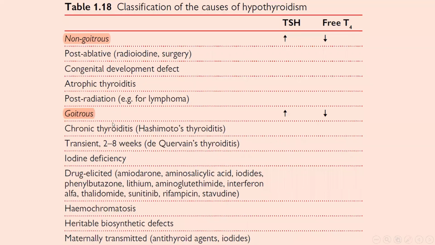Goitrous: the most common cause of goitrous hypothyroidism is Hashimoto thyroiditis, and also iodine deficiency will lead to goitrous hypothyroidism. Goitrous may also be transient hypothyroidism, as in most cases of thyroiditis, like De Quervain thyroiditis. Drug-induced hypothyroidism, like amiodarone, for example, will lead to elevation of the TSH. Drug-induced hyperthyroidism will lead to decreased TSH. Hemochromatosis, heritable biosynthetic defects and maternally transmitted disorders can cause goitrous hypothyroidism.